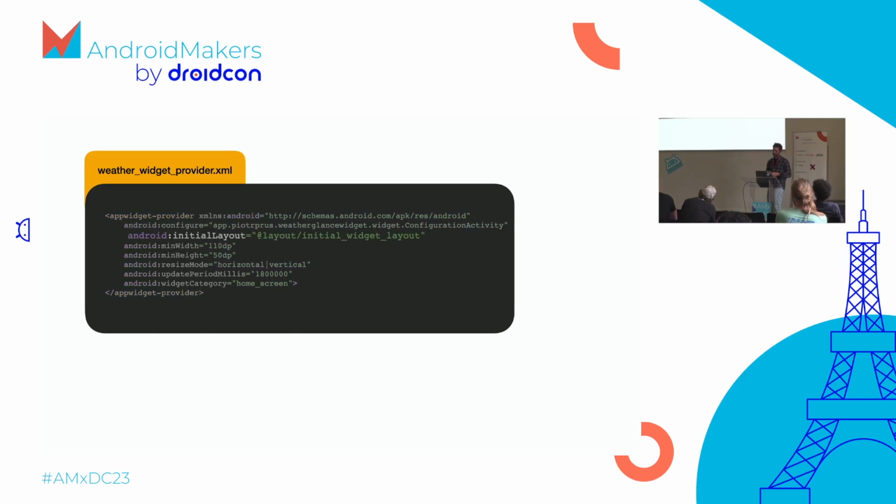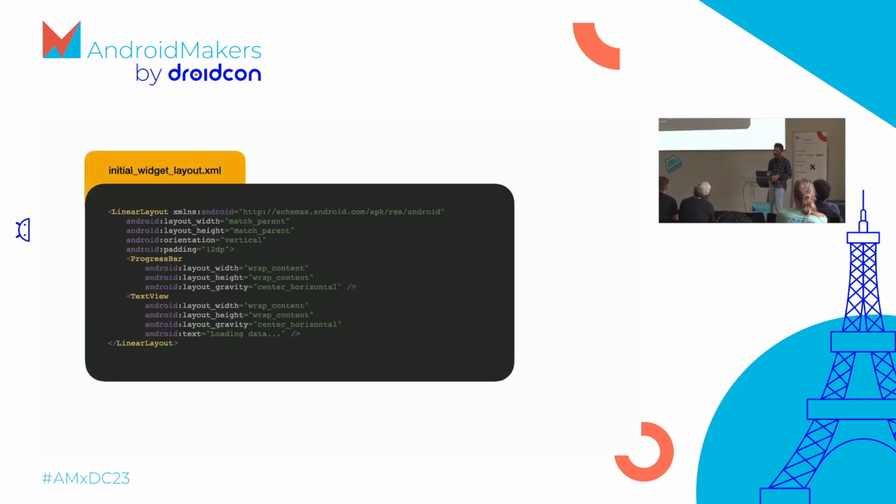Then another thing which is XML is this layout. We cannot specify the initial layout as Compose or Glance. We still need to produce an XML layout. So I just put a simple thing, which is just a progress bar with a text as my initial layout.